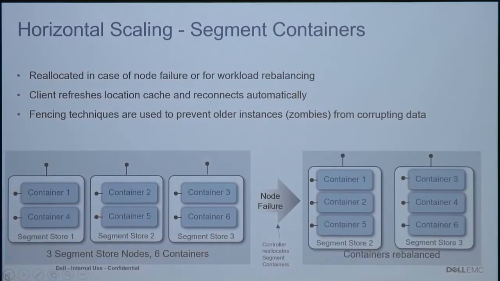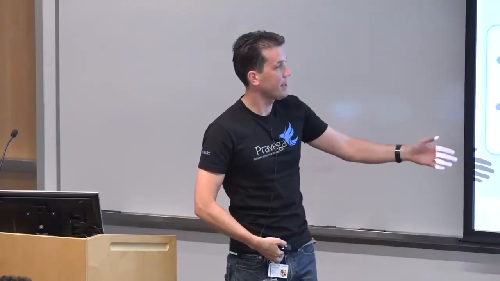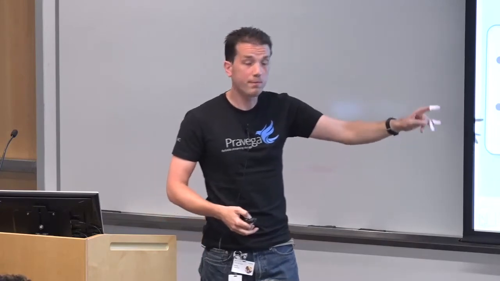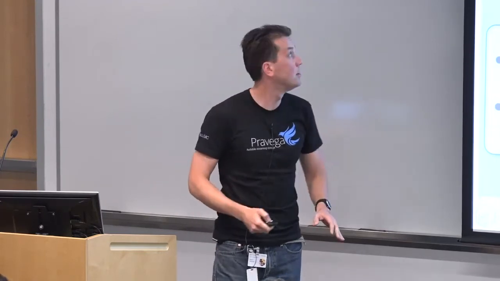A similar thing happens in the opposite case. So let's say we go from the right to the left, so we add a node. In that case, it's going to choose one container from each segment store and add it to the other one. So it's going to go and do a rebalancing. So that's one of the reasons why I say the controller is the brain, because it goes and monitors how the containers are distributed. It makes sure that they are always available.